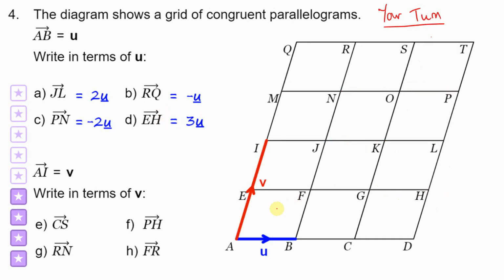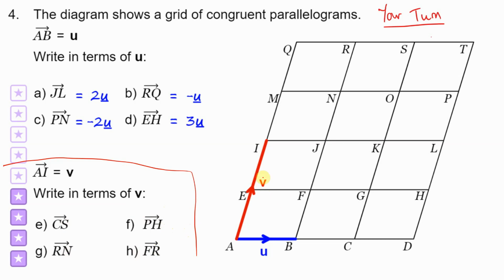Okay, on this next slide, would you be able to have a go at the ones down here? What we're told is that A to I, so 2 blocks upwards, it's a bit slanted but it's just going up in our diagram, is going to be the vector V. So you need to find CS, PH, RN and FR. I'm going to go through the answers in a couple seconds.